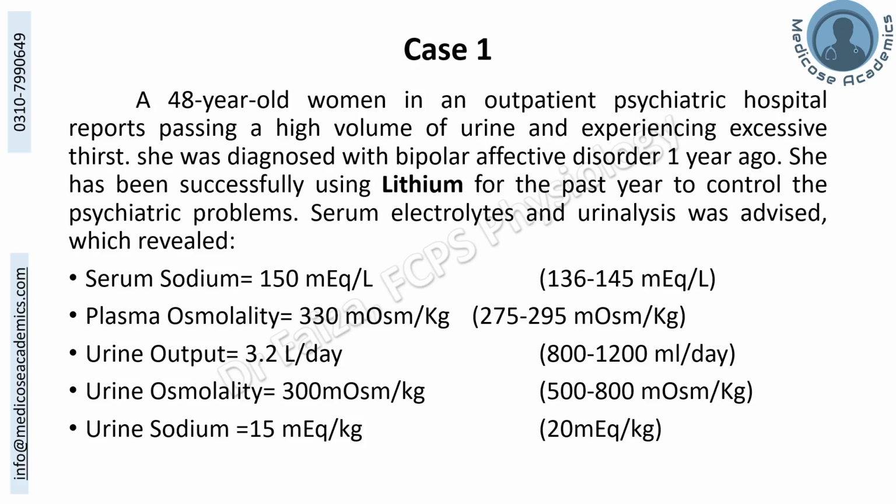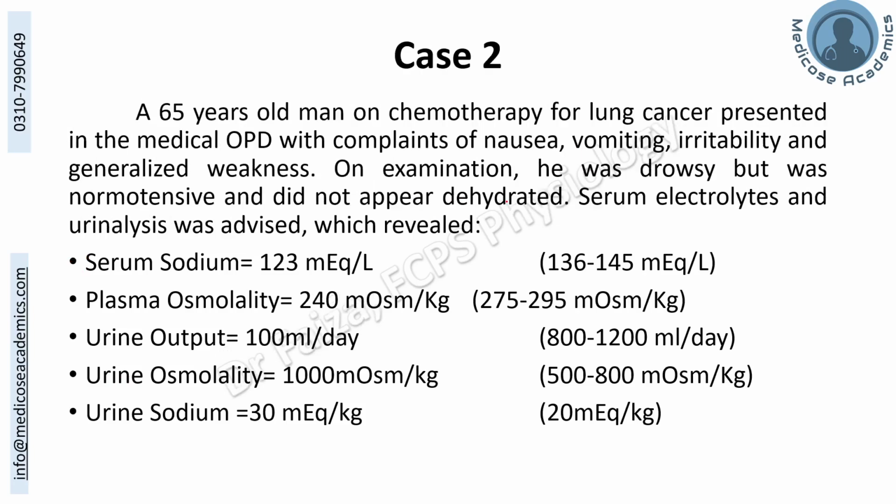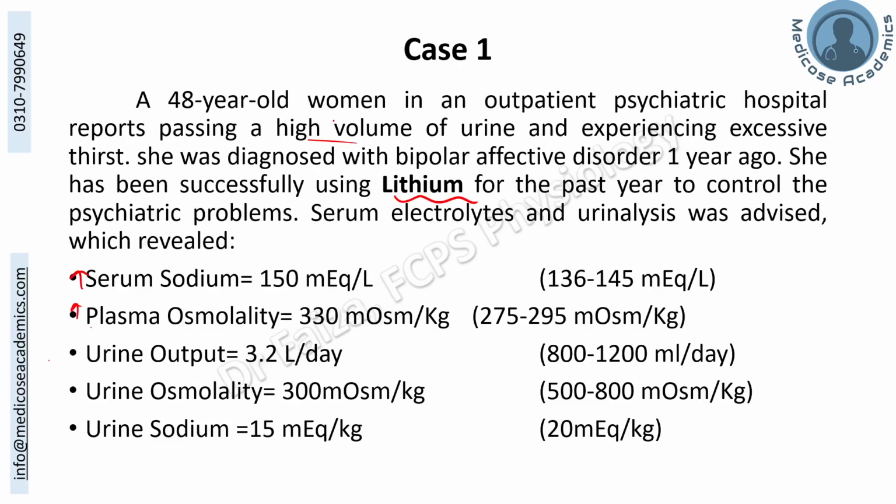This is a clinical scenario. Please have a keen look. This person is suffering from high volume of urine, excessive thirst, both polyuria and polydipsia, diagnosed with bipolar affective disorder and is taking lithium for the past 1 year. If we look into the lab reports, serum sodium is relatively high, plasma osmolarity is high, urine output is low and urine osmolarity is low despite the patient being dehydrated, and urine sodium level is also low. As we have seen, high volume of dilute urine. So most likely this patient is suffering from diabetes insipidus. And if we further look into the history details, the patient is taking lithium, which is responsible for causing non-responsiveness to the ADH at the receptor level.